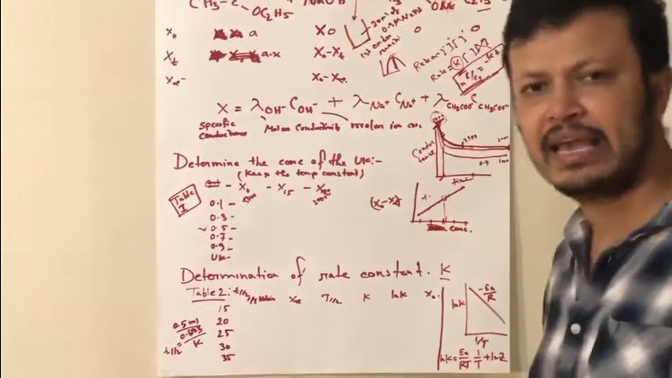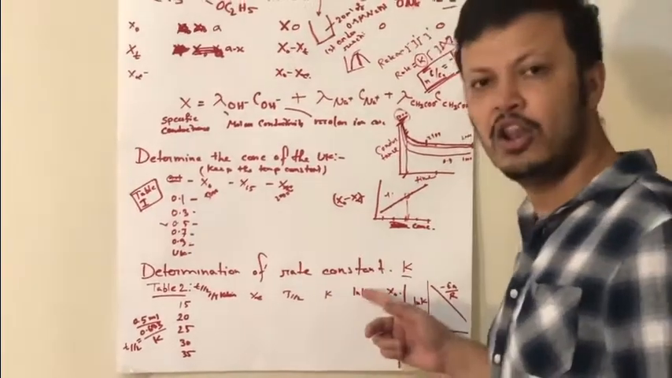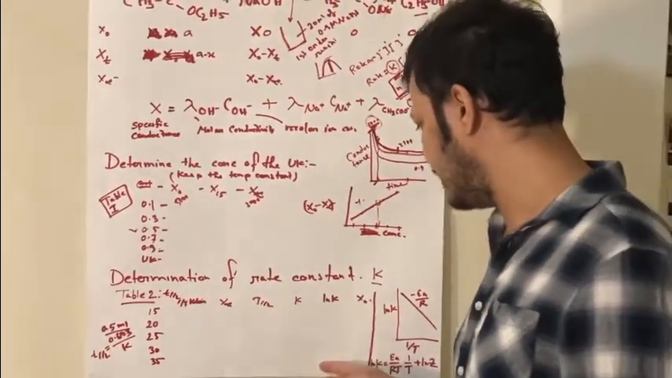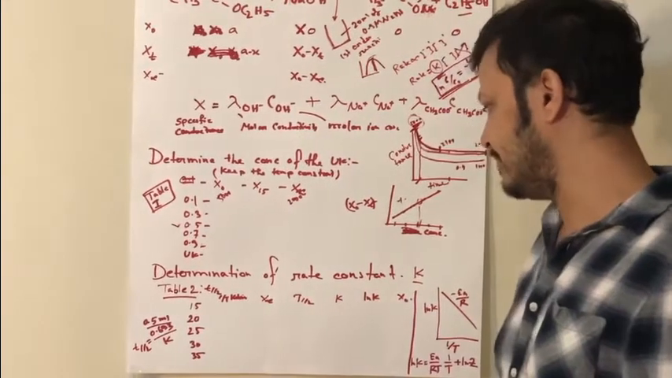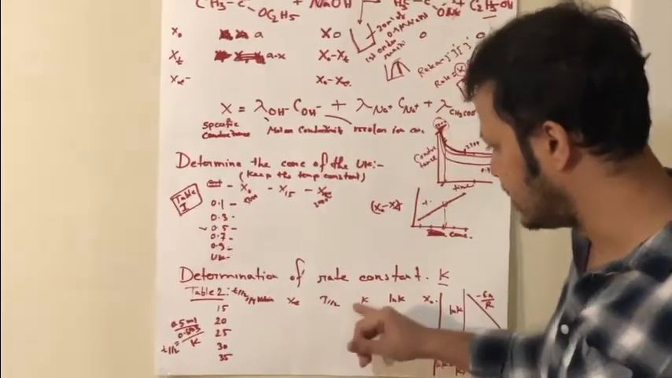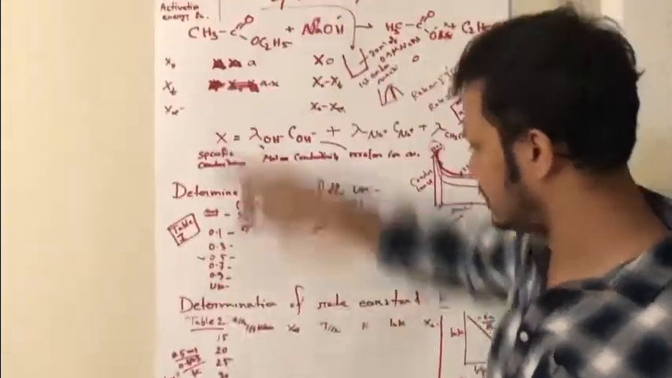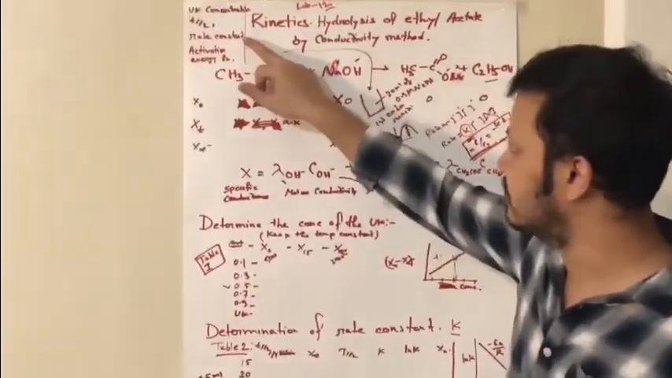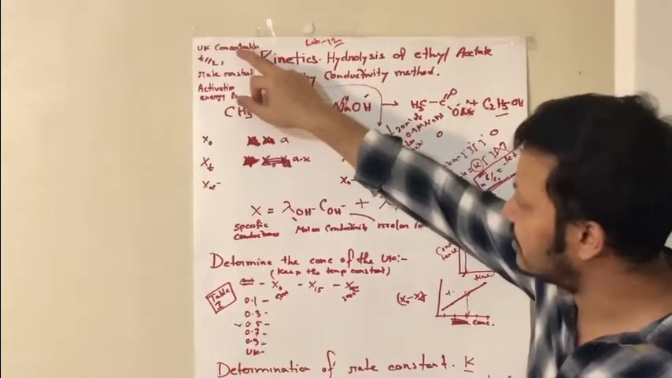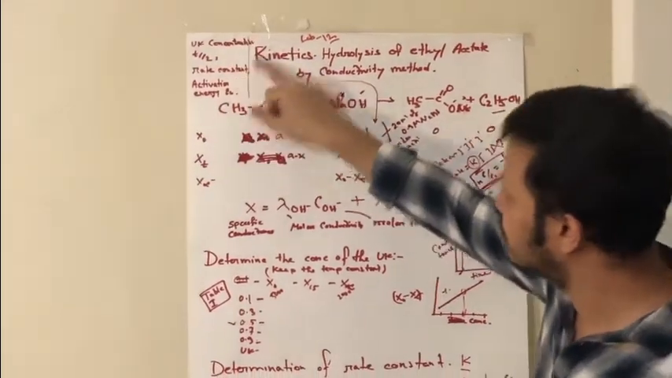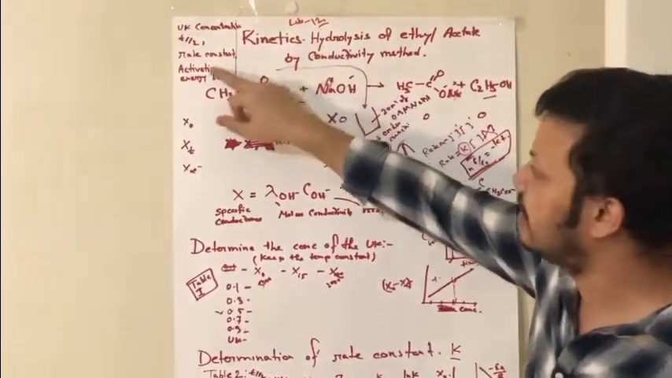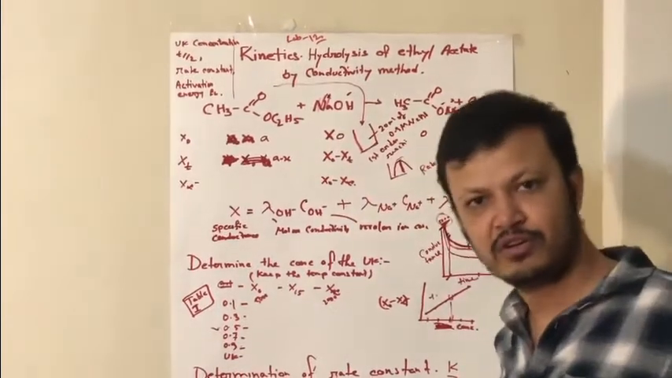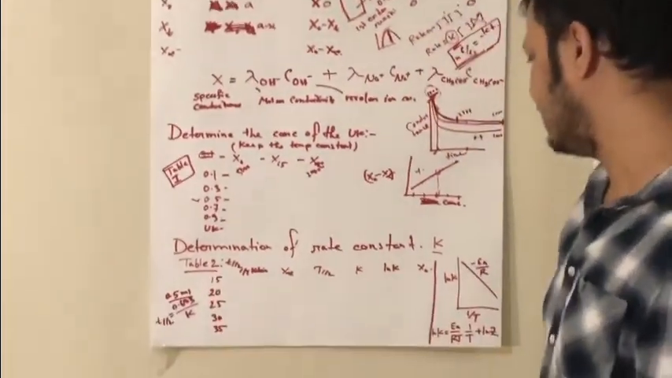If you get the K and T half, you can easily get the ln K. So here you see we are getting the rate constant for all the reactions. So we got the unknown concentration, we got T half, we got the rate constant. Now what? Now we have to get the activation energy. So how to get the activation energy?